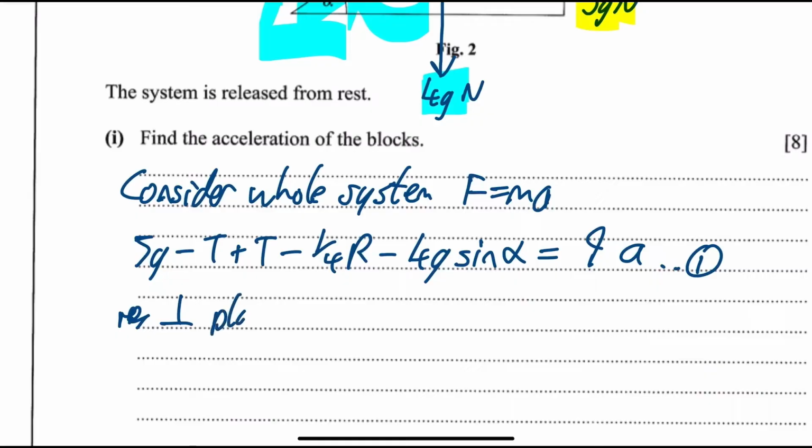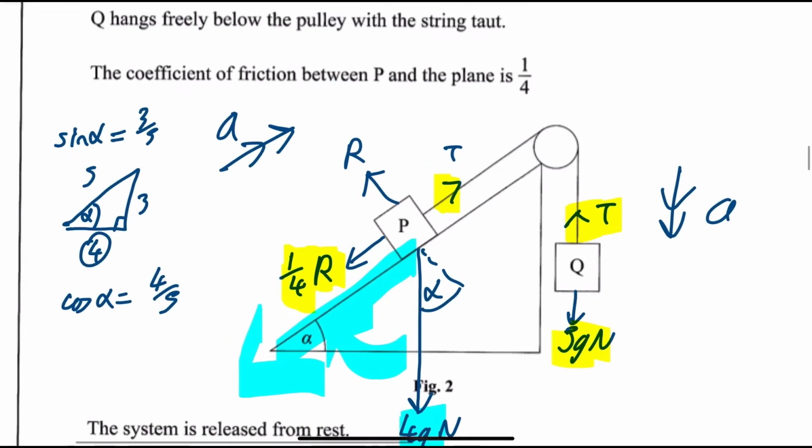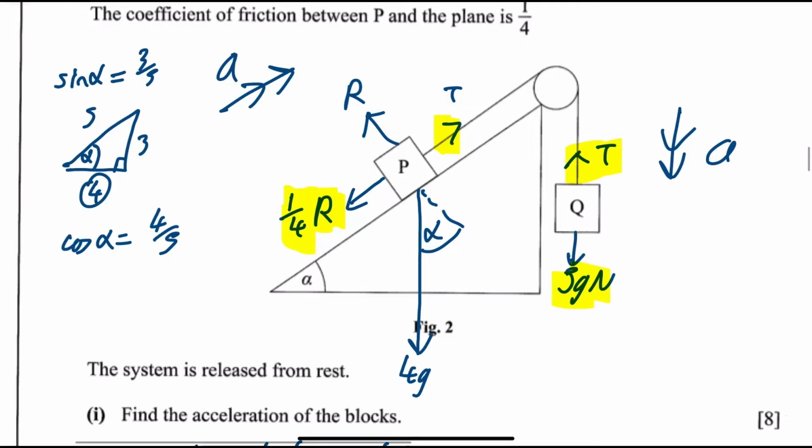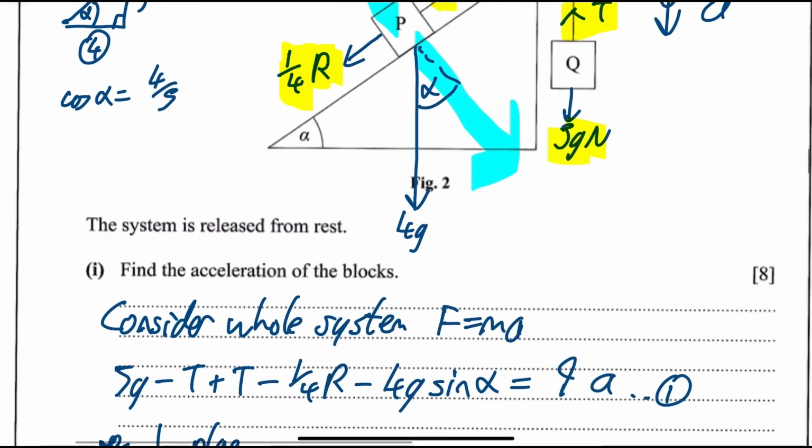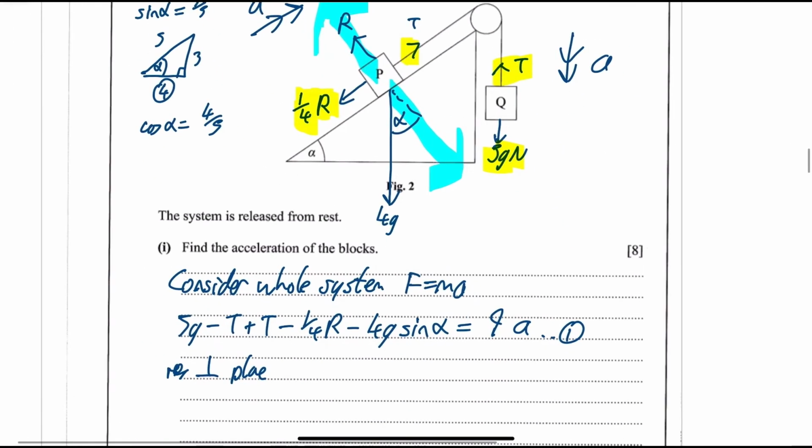perpendicular to your plane, and we're looking just here. So I'm looking in this direction here. So I've got a force going up here, which is my R. I've got a force going this way. So going perpendicular to your plane, you've got your R is equal to 4G cos alpha.